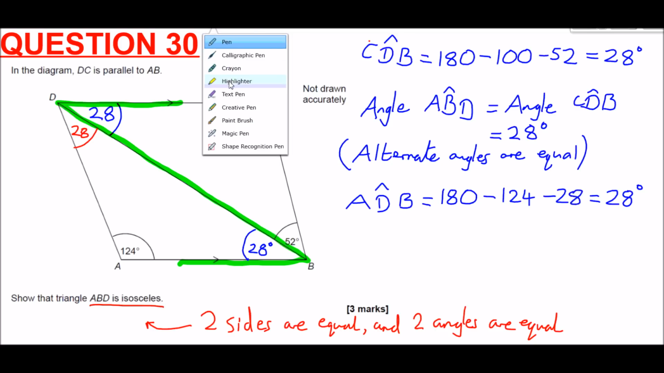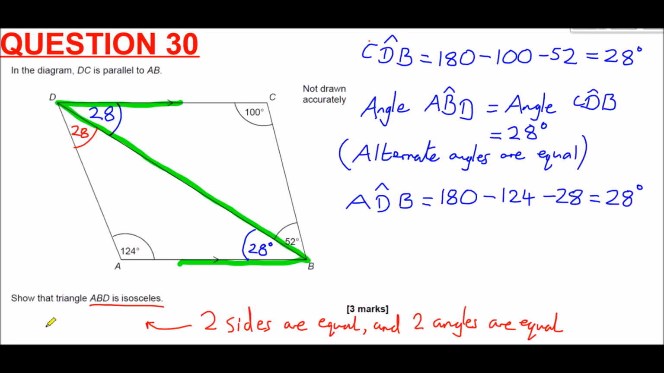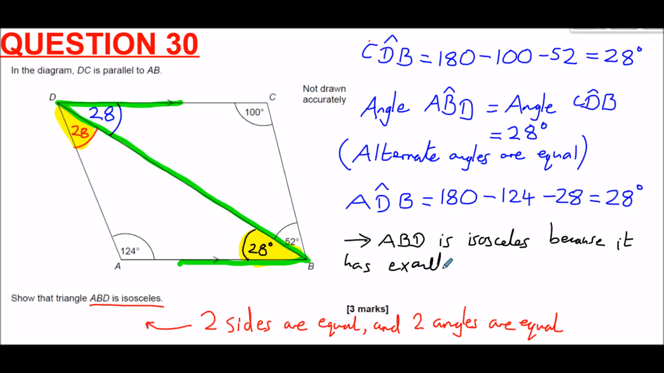So what we've shown now is that triangle ADB has got two angles which are exactly the same. So we've got it, we've done it. Therefore, ABD is isosceles because it has exactly two angles the same.